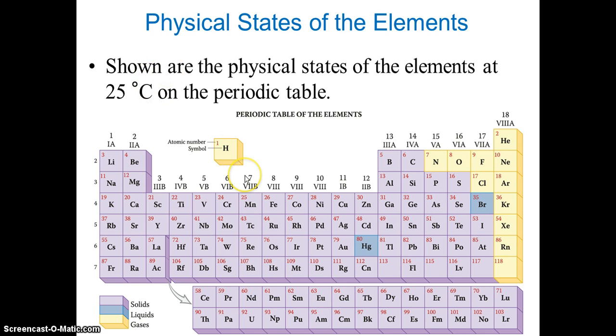These are the physical states of elements at room temperature, 25 degrees Celsius, on the periodic table. You can see all the purple elements are metals. They are solids. Hg and Br, the blue ones, are liquids. And the yellow ones, for example nitrogen, oxygen, fluorine, chlorine, all noble gases, even hydrogen, are in gaseous states.